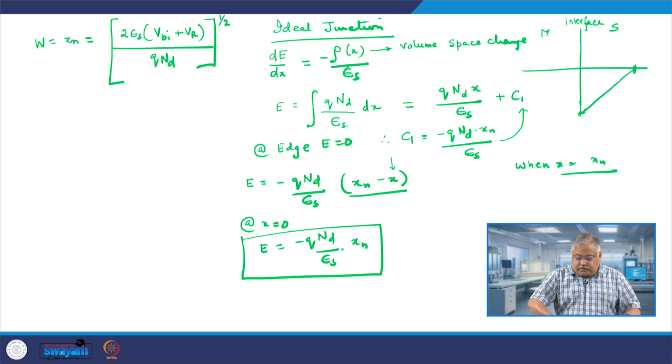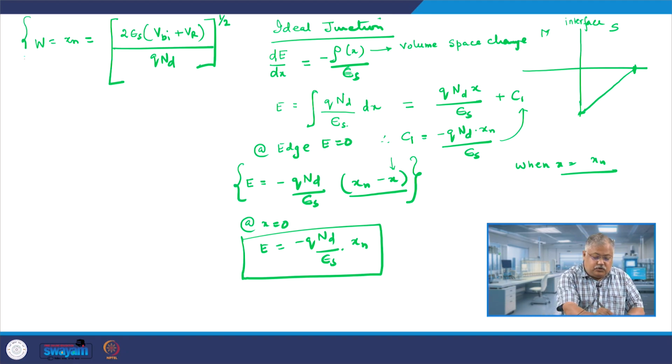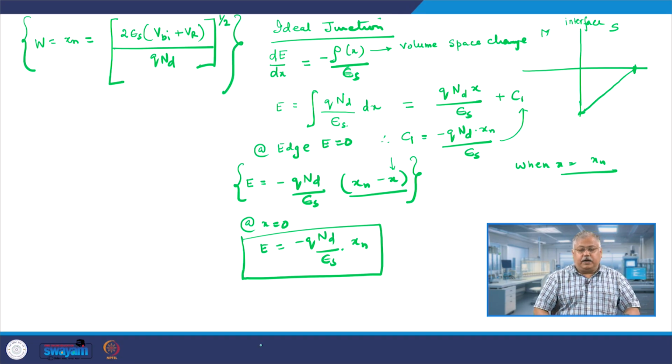So, these two expressions: this one gives you the electric field within the contact, and this gives you the width of the depletion region on the n side. These widths are dependent on the doping concentration as well as on the applied bias. Higher the bias, more will be the width; higher the doping concentration, less will be the width.